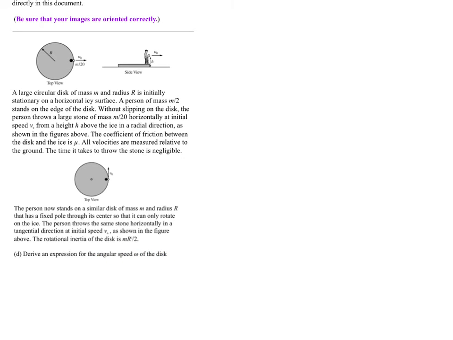And what we're going to say here is that there are no external torques on this system if the system consists of the person and the disk and the stone. Then the only torques acting are the ones that come from the person pushing the stone and the stone pushing back. So in that case, we can say that the initial angular momentum is the final angular momentum. The initial angular momentum, of course, was 0, nothing spinning. The final angular momentum is going to be a little bit more interesting.